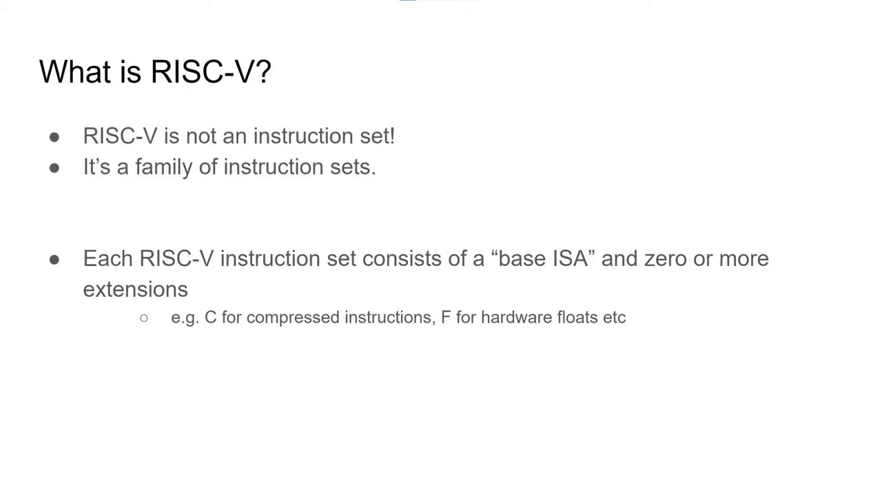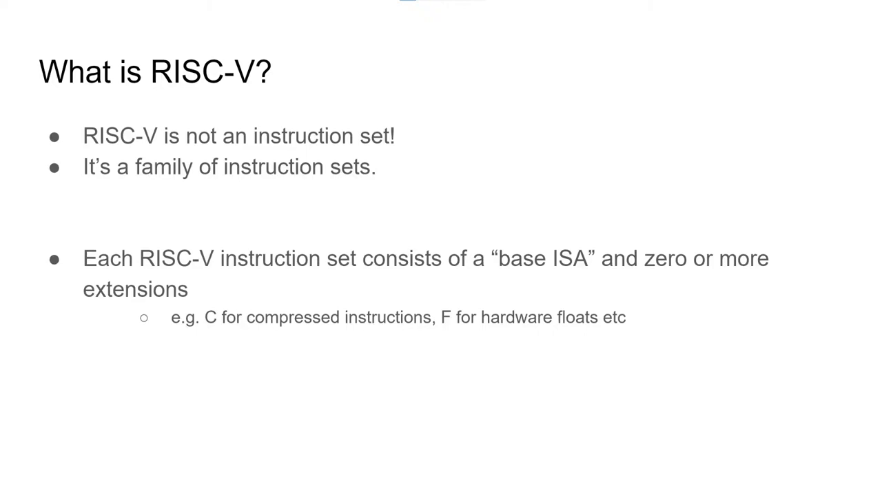Now, RISC-V on its own is not an instruction set. It's a family of instruction sets. So you're not going to be able to find a processor running RISC-V specifically. You would find one running, say, RV64DC or RV32IMAC or RV32E. And each RISC-V instruction set consists of a so-called base ISA, or base instruction set architecture, and zero or more optional extensions.